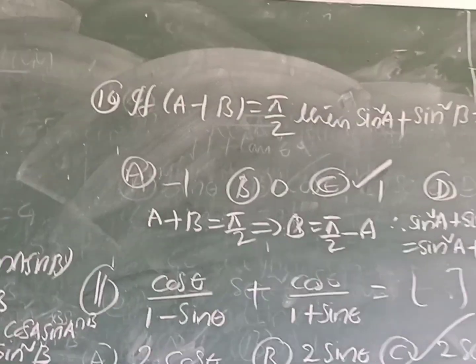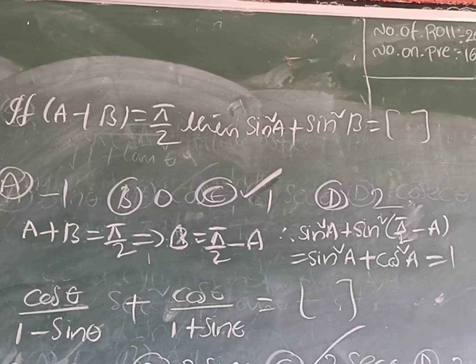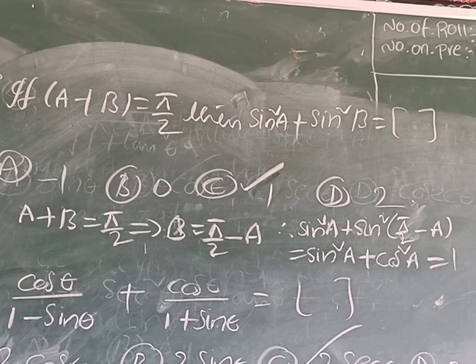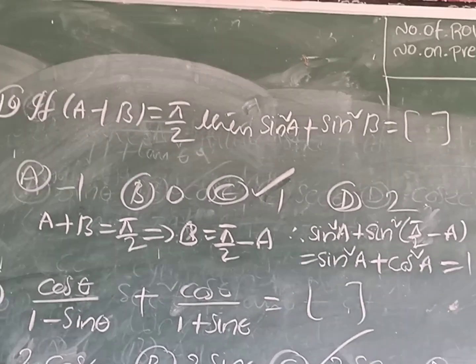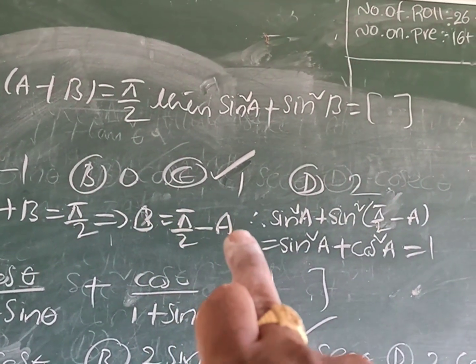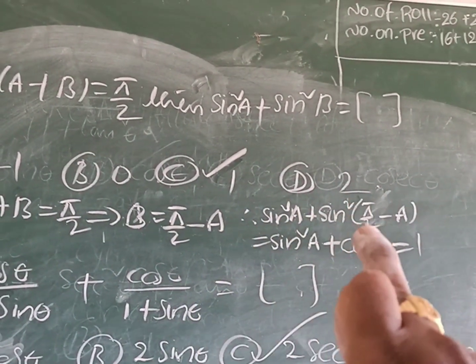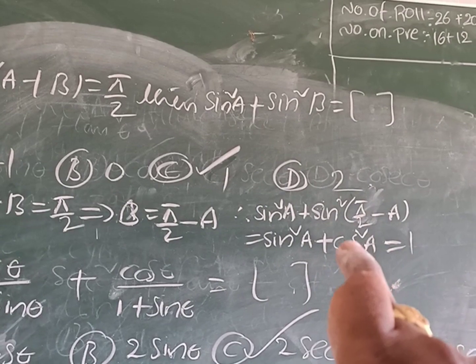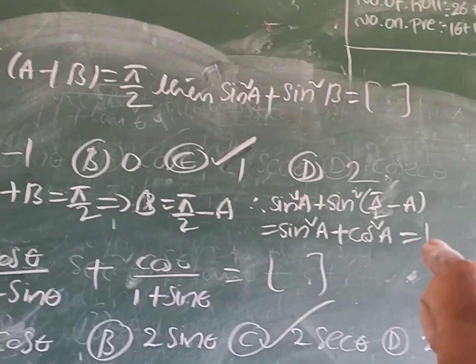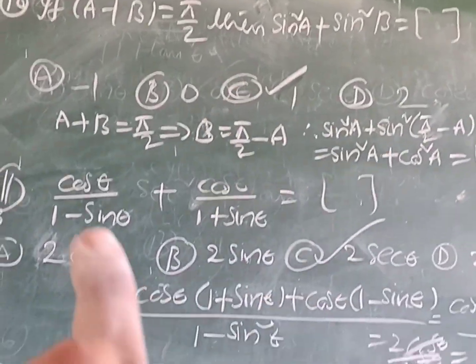Let's come to the next question. If A plus B is equal to pi by 2, it means the sum of these two angles is 90 degrees. Therefore, it is a set of complementary angles. B is equal to pi by 2 minus A. Sin square A plus sin square B can be replaced by sin square A plus sin square of pi by 2 minus A. Sin of 90 minus theta is cos theta, so sin square A plus cos square A is equal to 1. Therefore, the option is C.